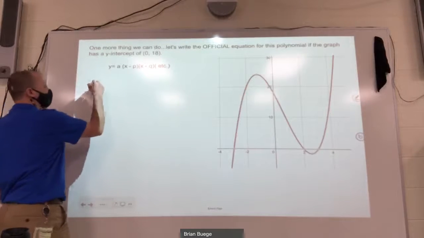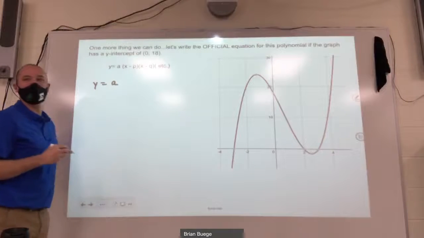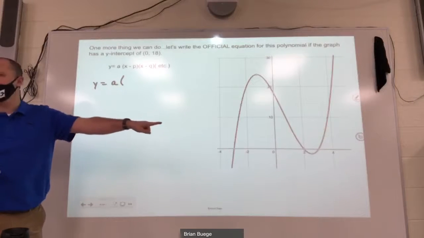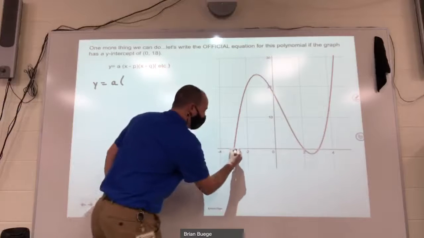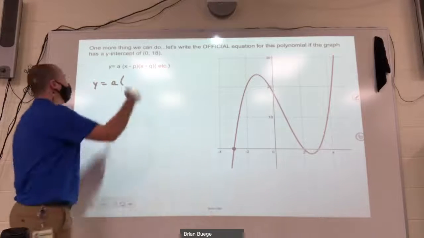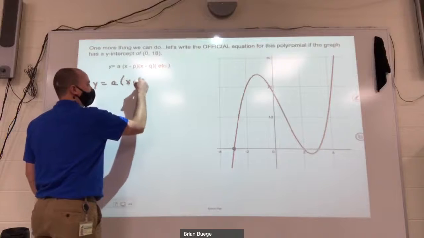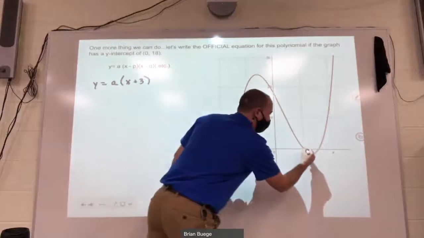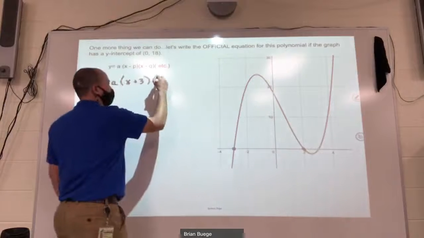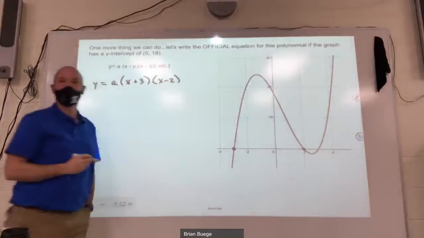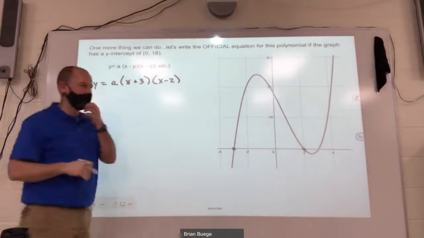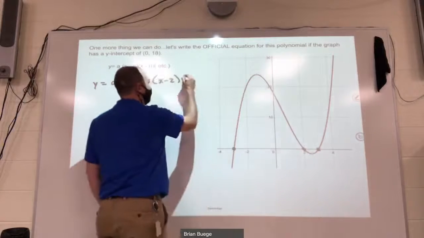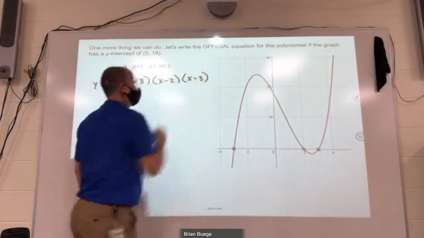So I'm going to start with y equals, I'm just going to put a in there for now. And I'm going to write this in factored form because I've got the zeros on the graph. So your first zero is right here at negative 3, which means I can write my first factor as x plus 3. Then we go to the next part at positive 2, which means x minus 2. Remember, it's always x minus whatever the x-intercepts, the zeros, are. And then finally, here's our last one at 3, so we've got x minus 3.